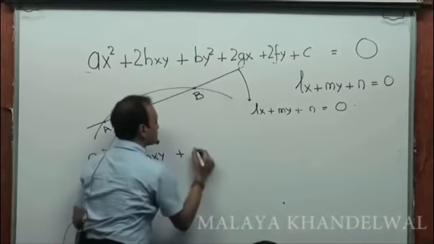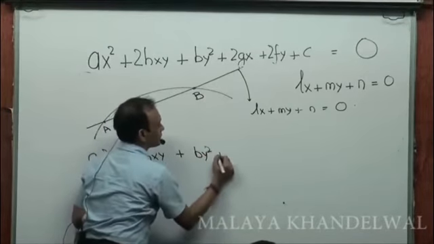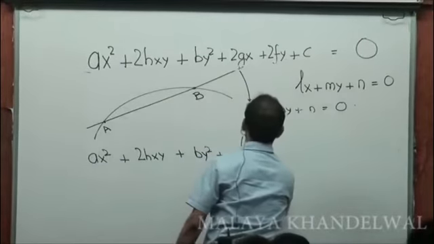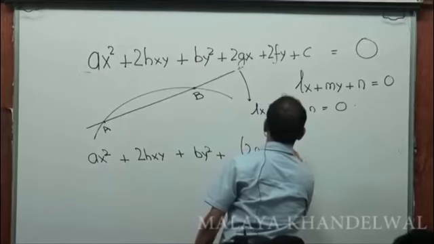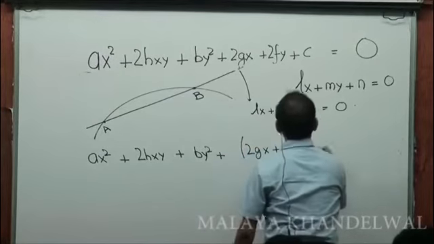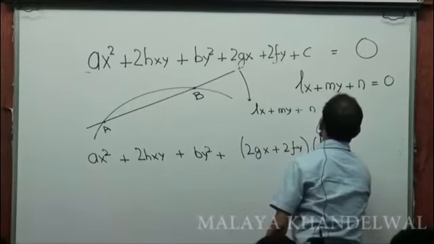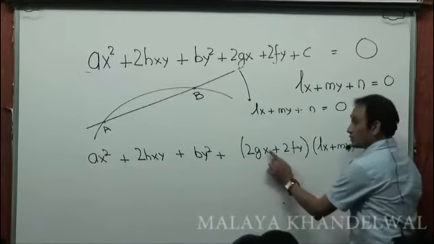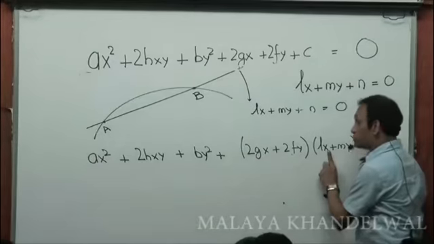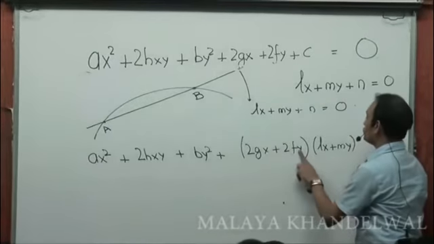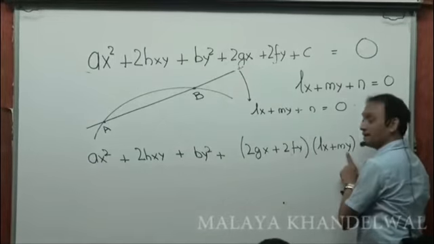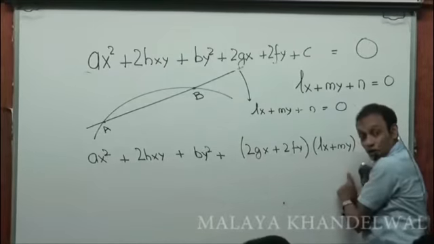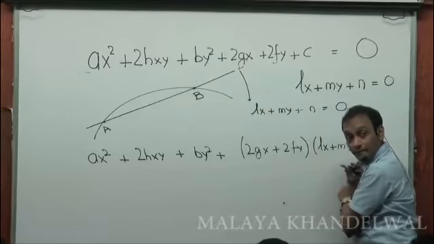I don't tinker with this. Anyways, a degree 2 term. Now, these two terms are degree 1 terms, right? 2gx plus 2fy. Now, if I multiply it with an expression of the kind lx plus my, then do you realize that x into x is degree 2, x into y degree 2, y into x degree 2, y into y degree 2. This then becomes a degree 2 expression, right?